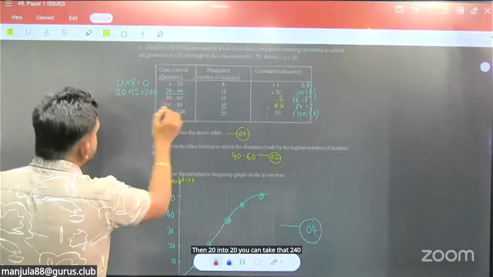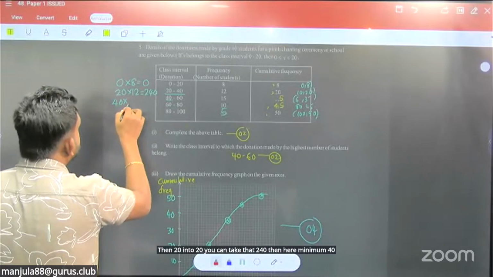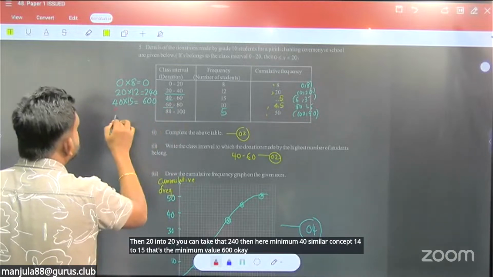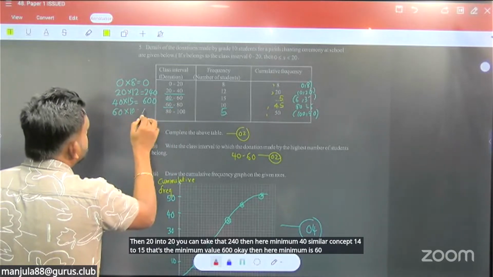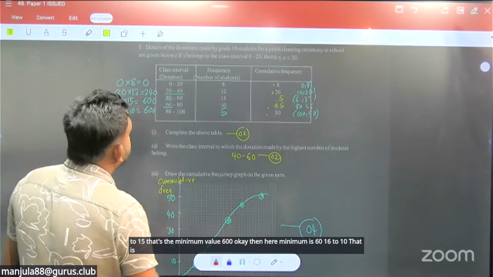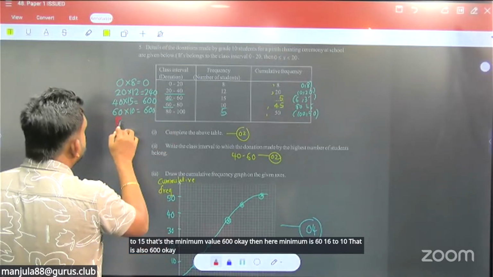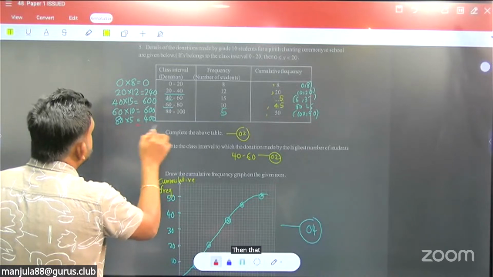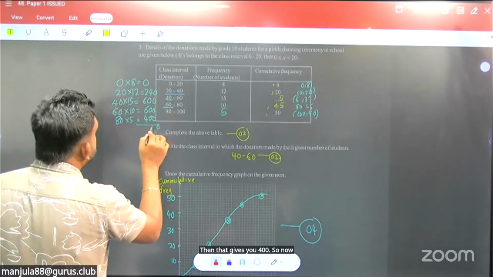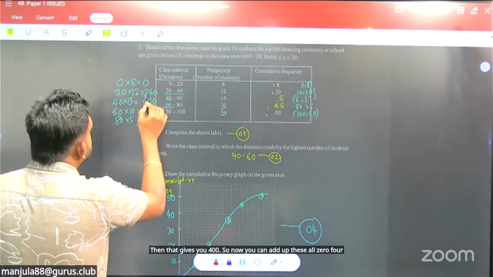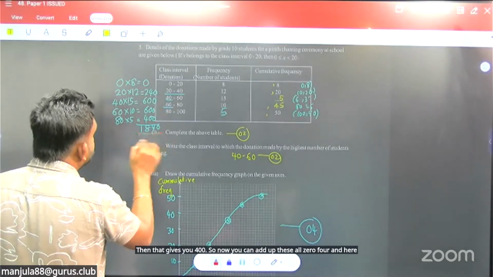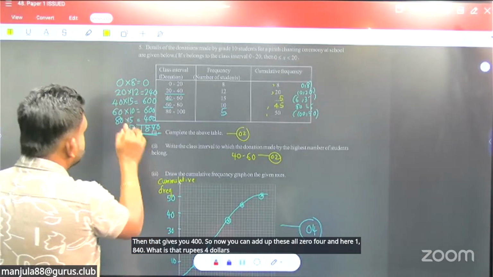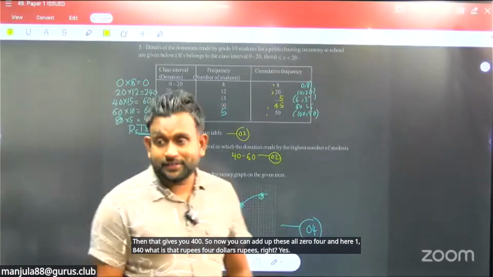Then here, minimum 40, similar concept, 14 into 15, that's the minimum value 600. Then here the minimum is 60, 16 into 10, that is also 600. Then here 18 into 5, 80 is the minimum, that gives you 400. Now you can add up all of these: 0, 240, and so on, 1840. What is that, rupees or dollars? Rupees, right? Yes.